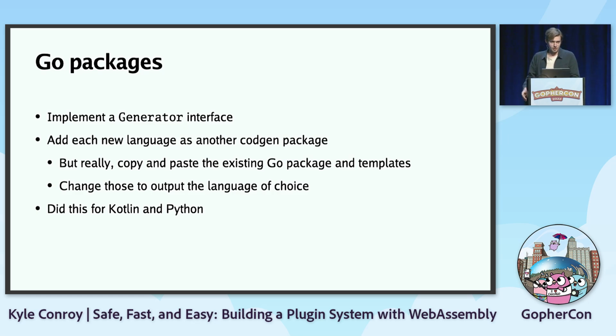The problem was, again, all of that shared state meant that they didn't really implement a new package. They just copy and pasted the previous one and then updated the templates, instead of Go making it Kotlin, or instead of Go making it Python.